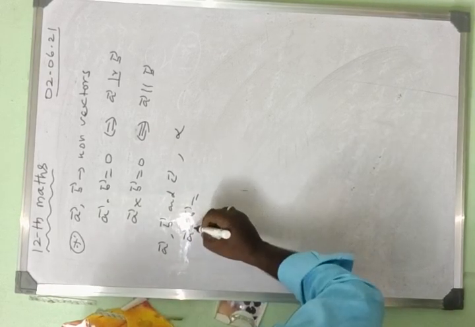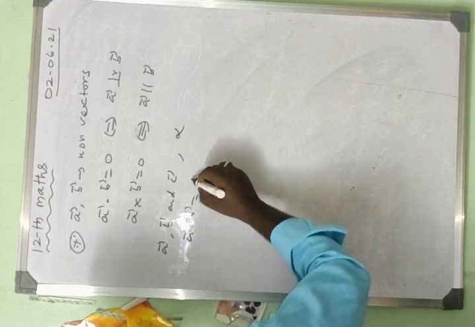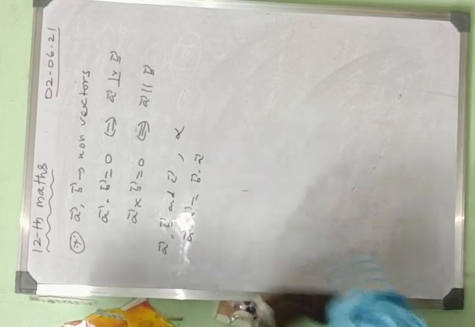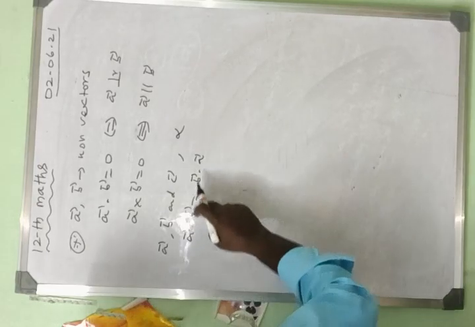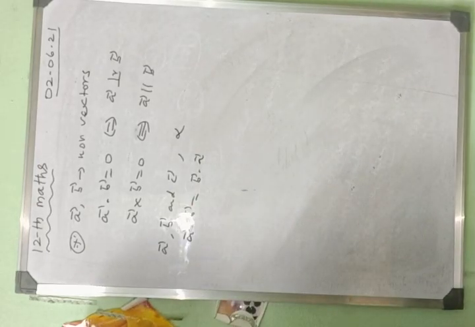Here one property is given. Vector A dot vector B is equal to vector B dot vector A. Both values are equal. Vector A dot B equals vector B dot A. Let's write one result.